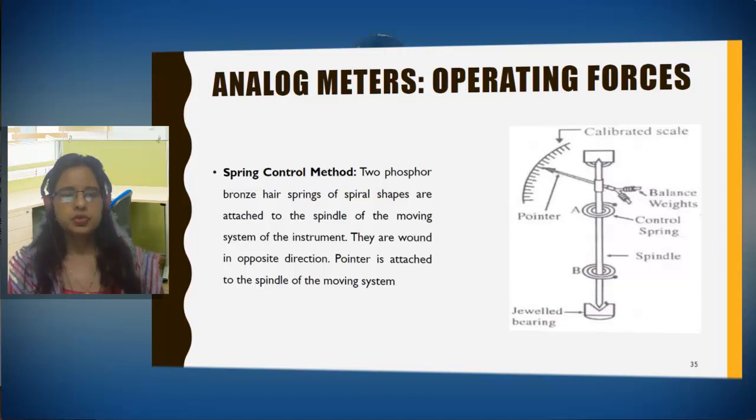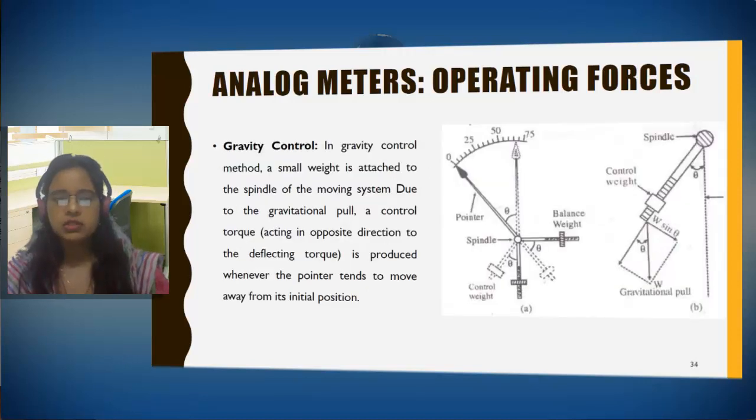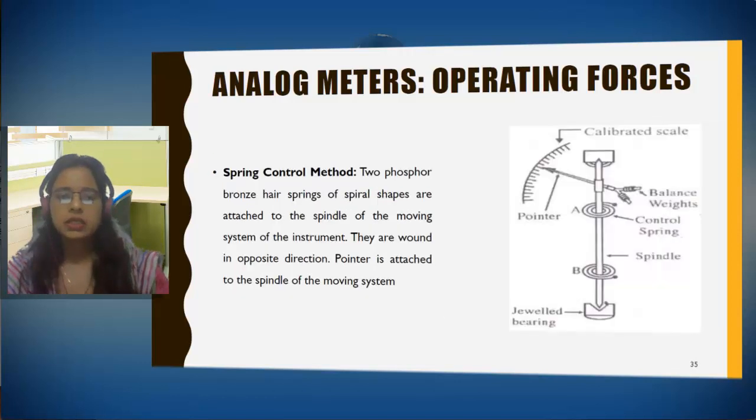Next is the spring control method. Now another method is known as the spring control method. As the name suggests, springs are involved here. Like in the previous case, gravity control, where some weight was involved, in this case a spring is involved. Now how is it involved?